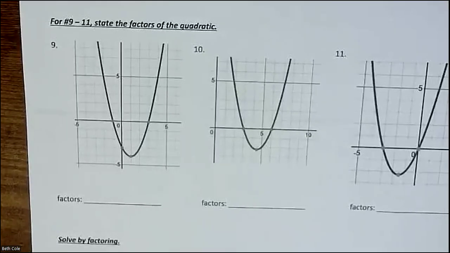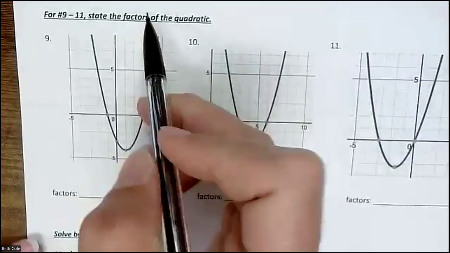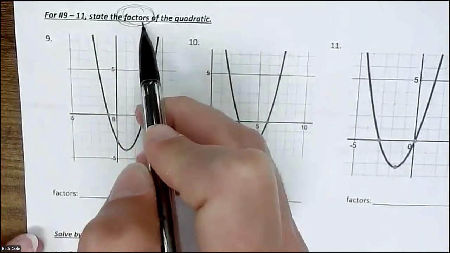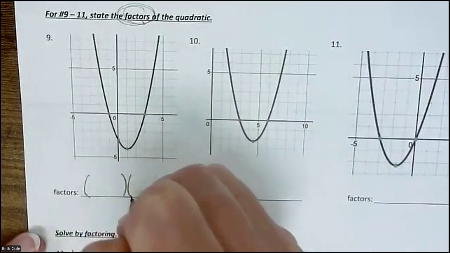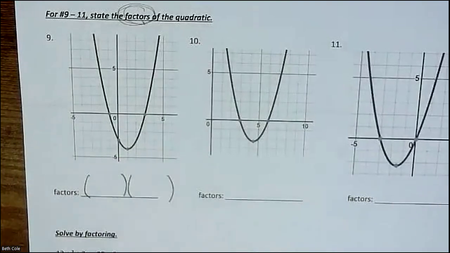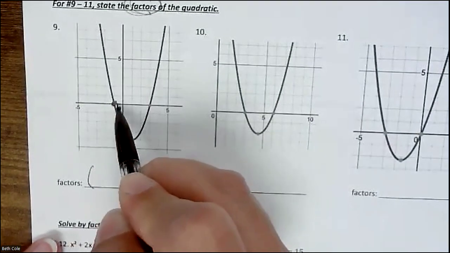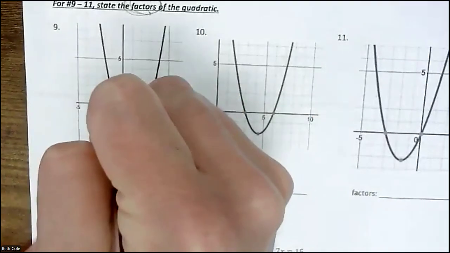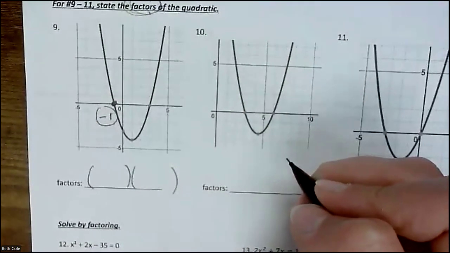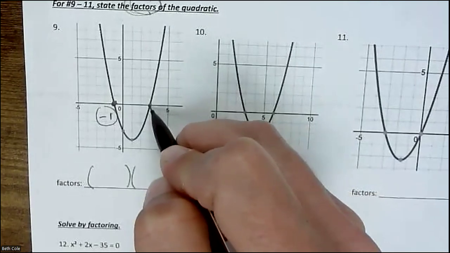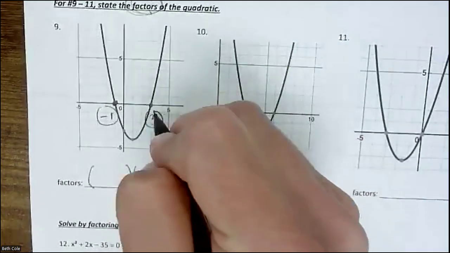So now we're going to do that backwards and state the factors. When you state factors, you should have 2 parentheses like this. Listen. So look at your first x-intercept. Where is it? Good. -1. Where's the other one? 3.